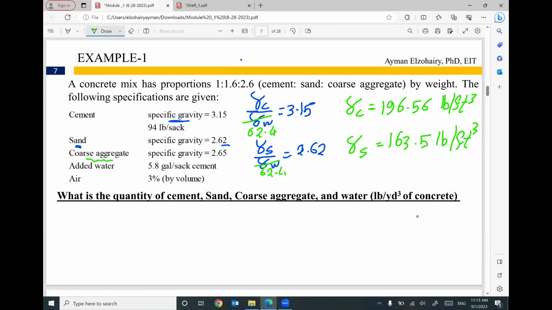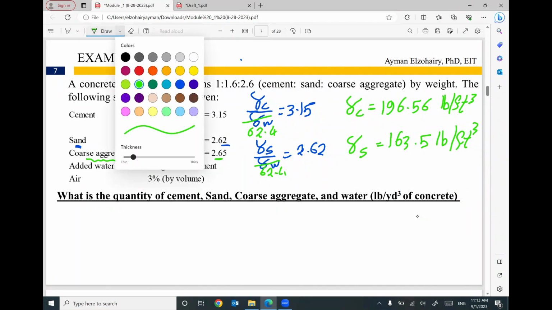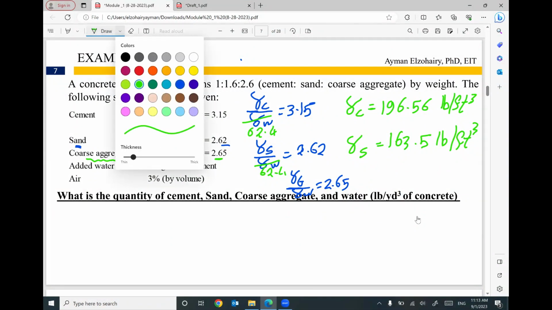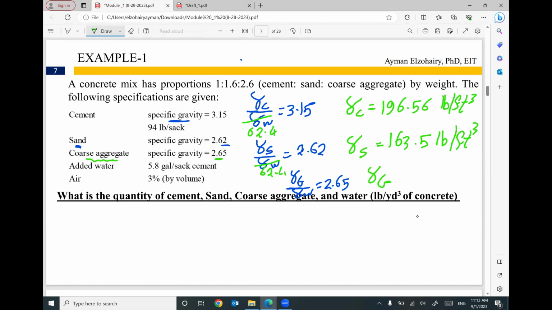Also, the coarse aggregate. Specific gravity is given as 2.65. So gamma of gravel or coarse aggregate divided by gamma water equals 2.65. I can figure out the gamma of this gravel or coarse aggregate will equal 62.4 times 2.65, equals 165.4 pounds per cubic feet.